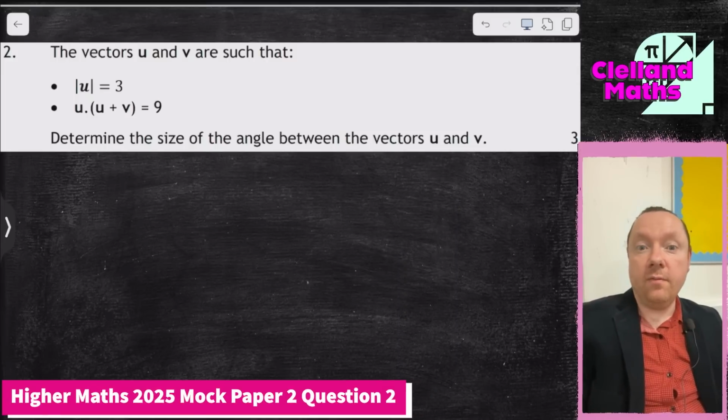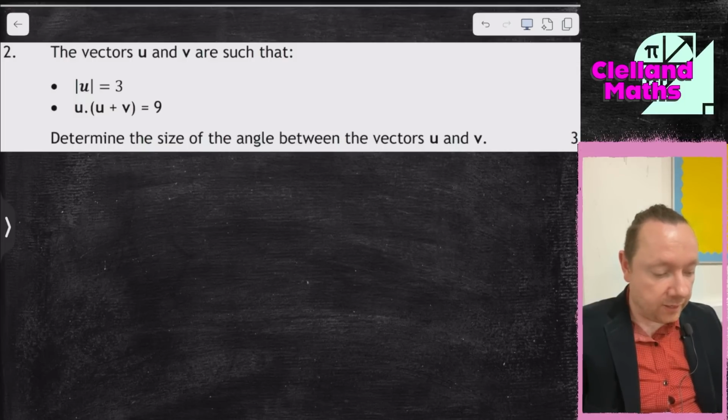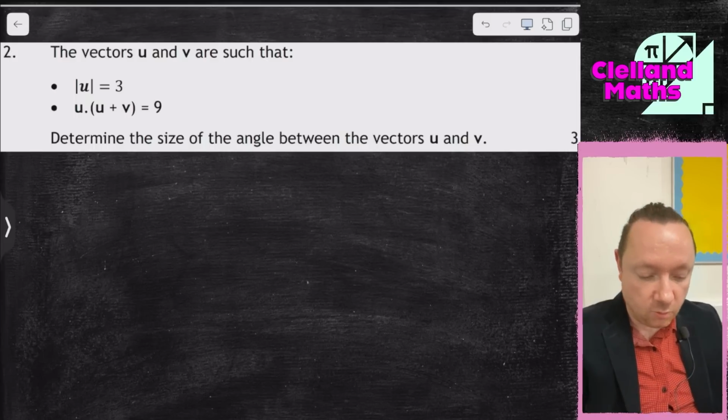Next, we have Maths 2025 Mock Paper 2, Question 2. The vectors u and v are such that the size of u is 3 and u dot (u plus v) is 9. Determine the size of the angle in between vectors u and v. Now, you might be thinking you're using the formula for this, and you may well be, but let's just actually look at what we've got.